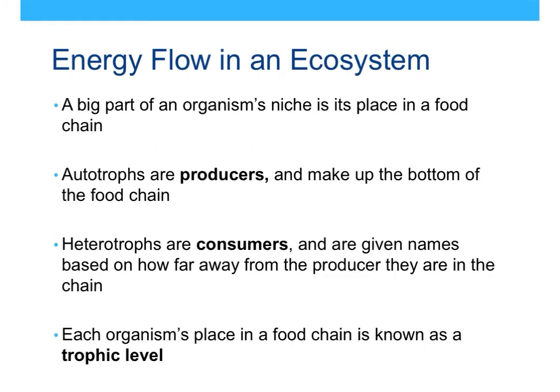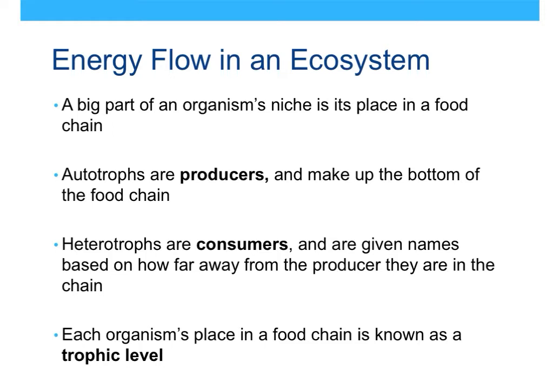All right, a big part of an organism's niche is its place in a food chain. Autotrophs are producers. We learned that back in Unit 5. They make up the bottom of the food chain, food pyramid, food web, everything. That's how most things get their food. Heterotrophs are consumers, and remember they need to eat in order to get their food. They're given names based on how far away they are from the producer in the chain.